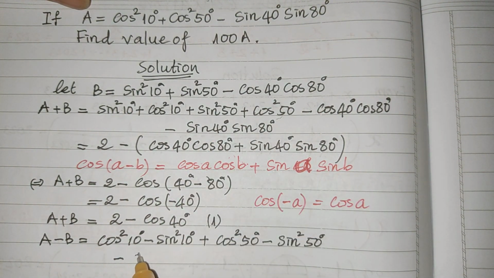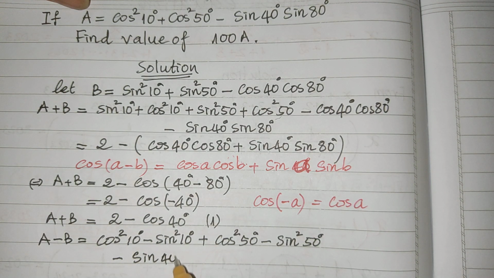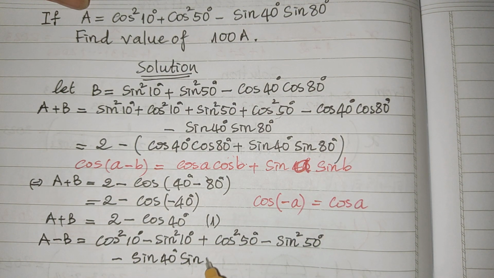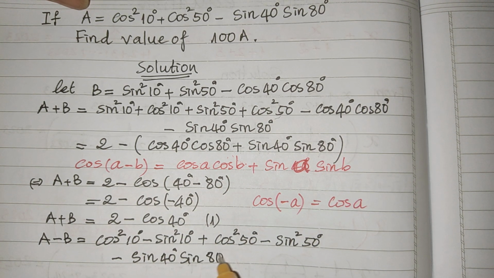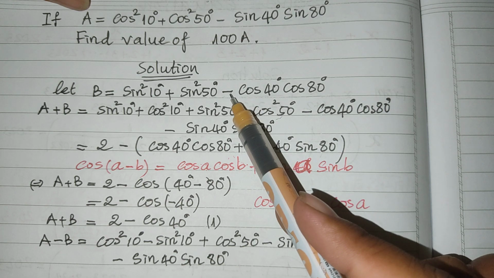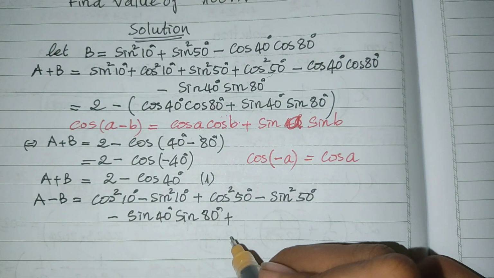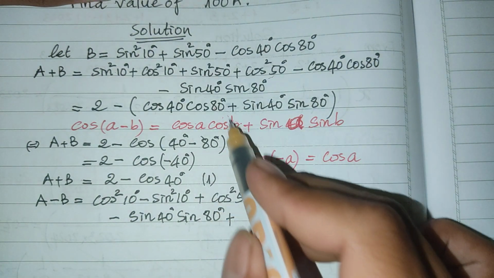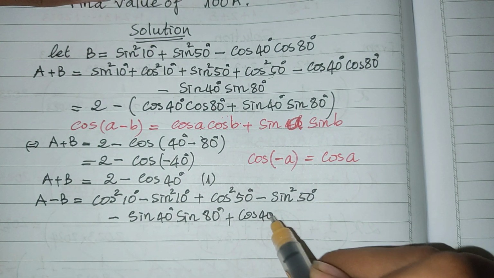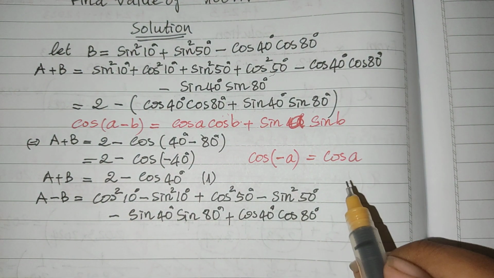And then minus sine of 40 degrees times sine of 80 degrees, and this minus gives plus, so I get plus cosine of 40 degrees times cosine of 80 degrees.